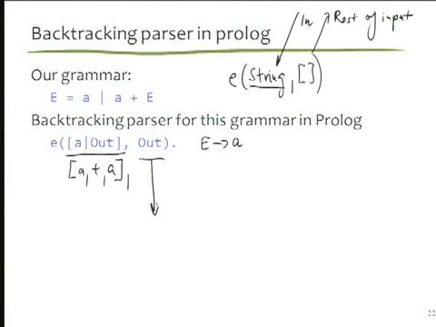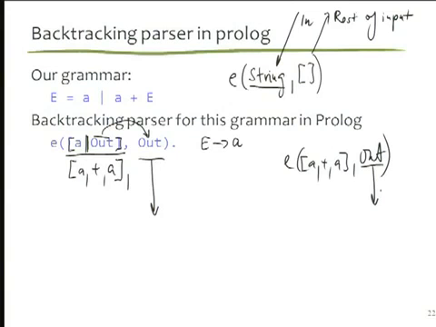So if you remember, this is the Prolog notation for lists. This will separate the head from the rest of the list. And this out and that out are the same variable. So if I make a query E A plus A out, what will I get here? Assuming we only have this one single rule. You'll get plus A, exactly. So the output will be plus A.